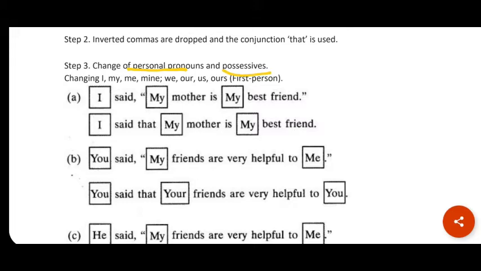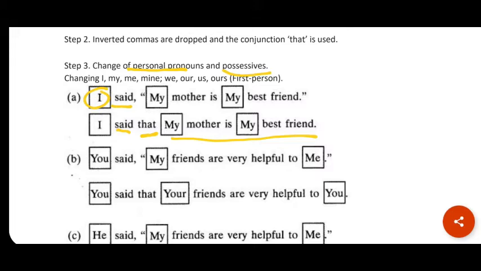Now see, I said my mother is my best friend. Now this is first person. I said my mother is my best friend. Okay. Now, when you change, the first step is the reporting verb. The reporting verb is said, so it remains said. Remove inverted commas and use the conjunction that. So I said that my mother is my best friend. Here there will be no change as it is first person.